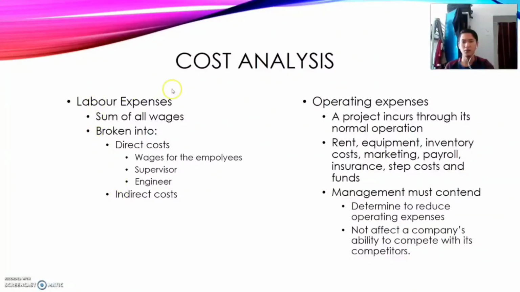So I will present about the cost analysis, which is divided into labor expenses and operating expenses. First, I will go to labor expenses, which is a sum of all wages. The labor expenses are broken into 2, which is direct cost and indirect cost. Direct cost is the wages for employers, supervisor, and the engineer.